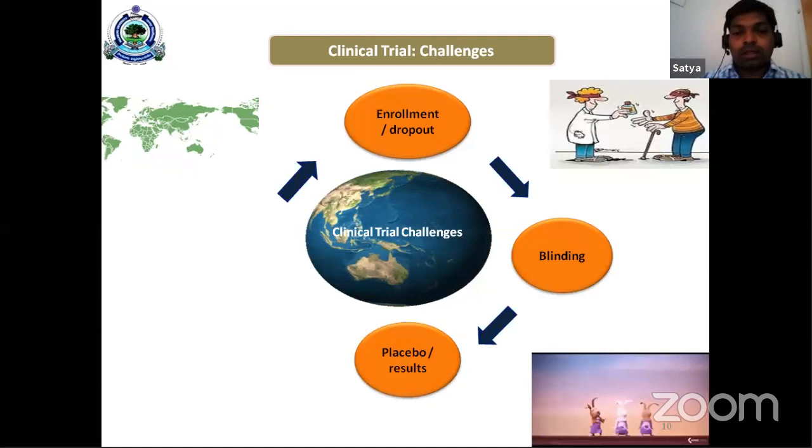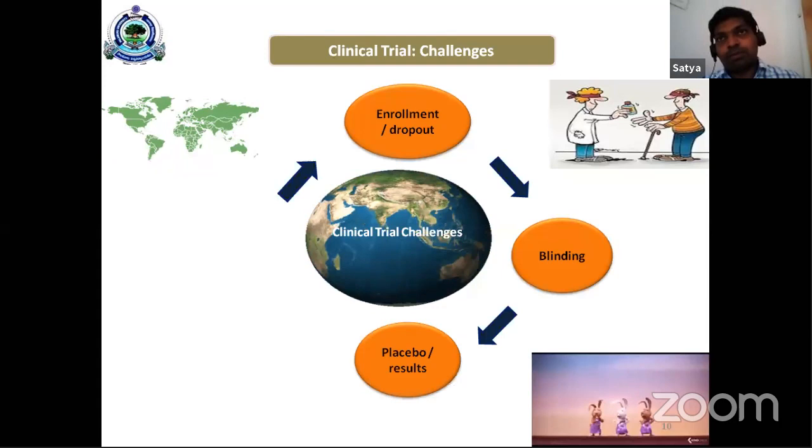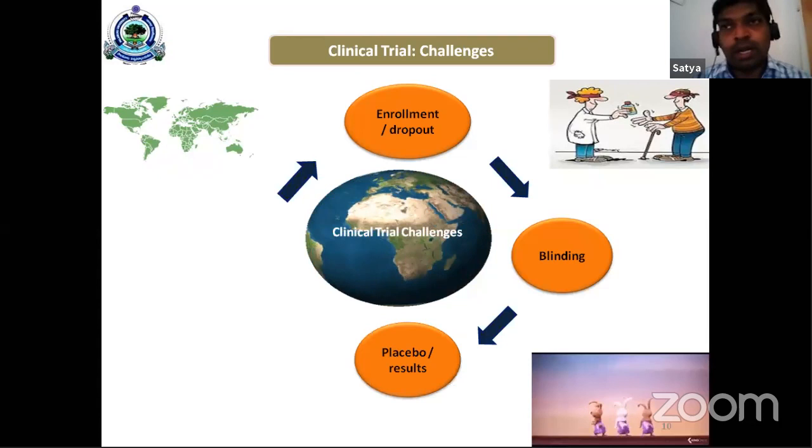The third one is results and placebo. Results, yes, if you get a positive outcome, that is very good. But because of the placebo, you always have to prove superiority against the placebo. That is also the biggest challenge in clinical trials.